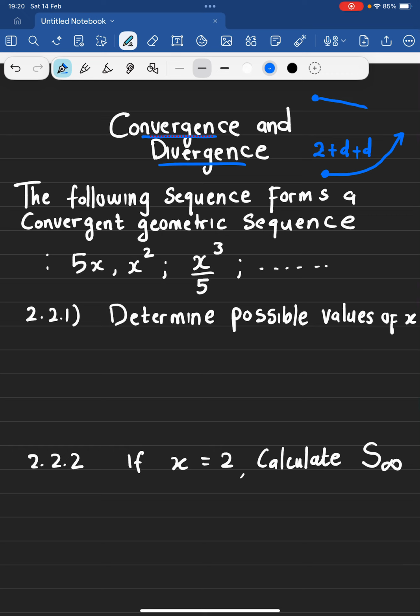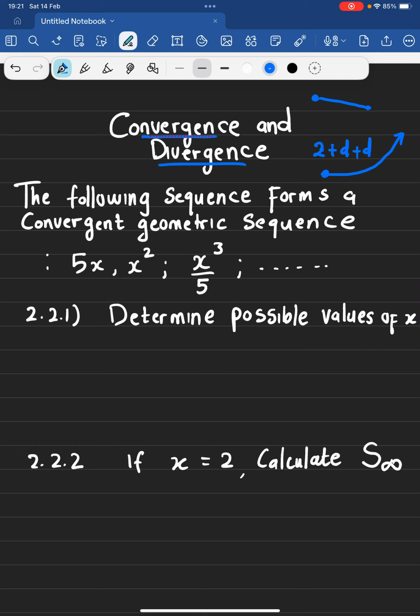But with convergence, you start off with this value, but then you approach this specific value as you go with the sequence. You approach a specific value. So there are certain criteria that must be satisfied for a sequence to be convergent.